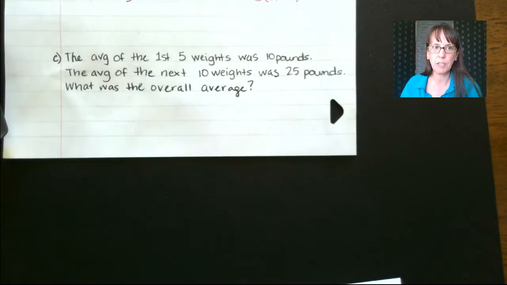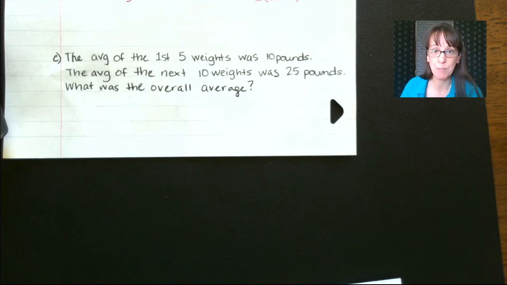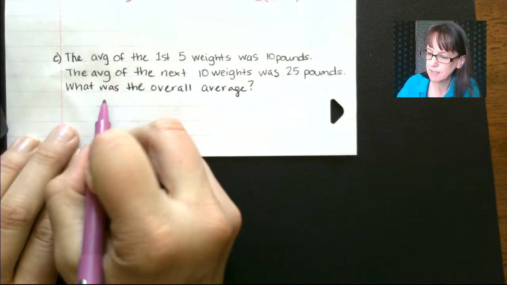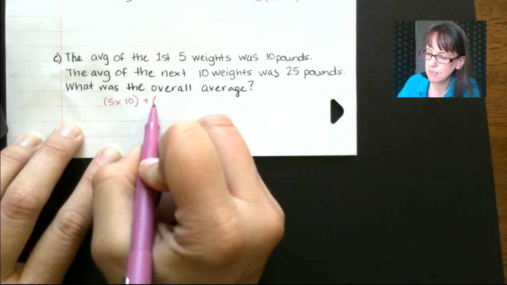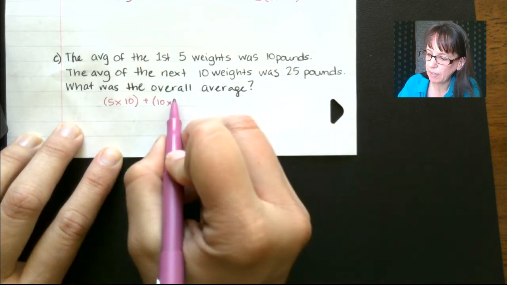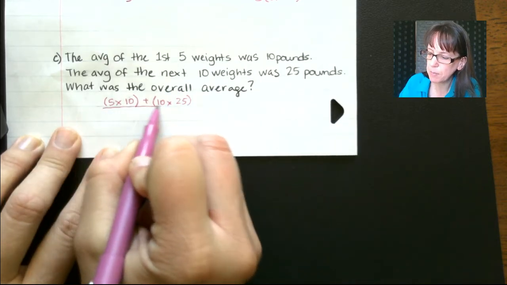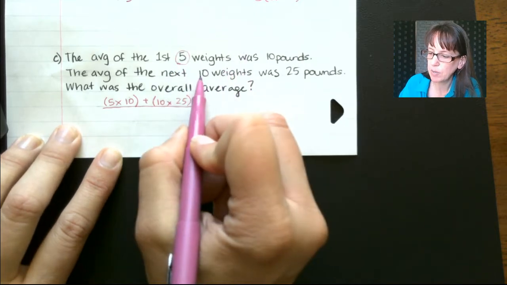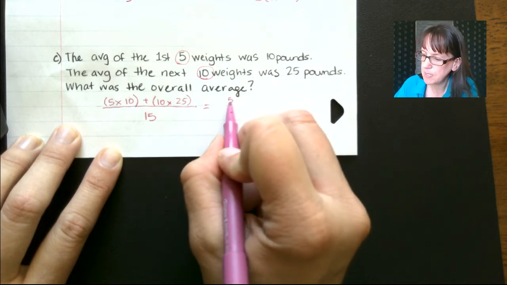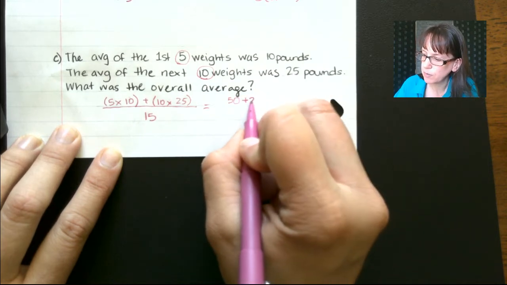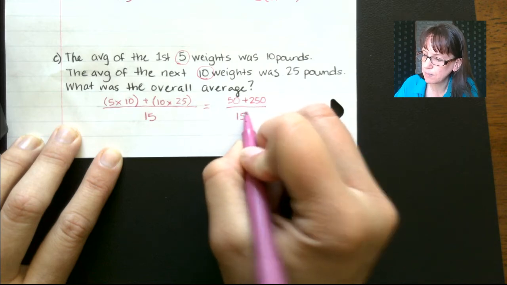Now here's that third one that I forgot. The average of the first 5 weights was 10 pounds. The average of the next 10 weights was 25 pounds. What is our overall average? So our overall average for this guy is going to be, we take the first 5 weights and we multiply that by 10 pounds, plus the next 10 weights and we multiply that by 25 pounds. And then we divide it by the number of numbers, and we had 5 weights and we had 10 weights for a total of 15 weights. So that means we've got 50 plus 250 divided by 15.